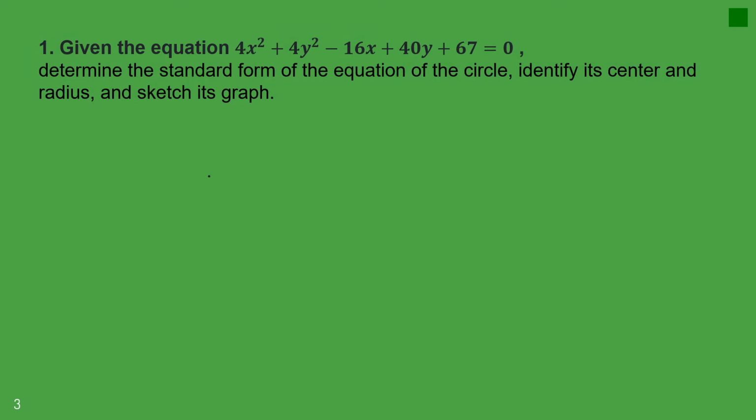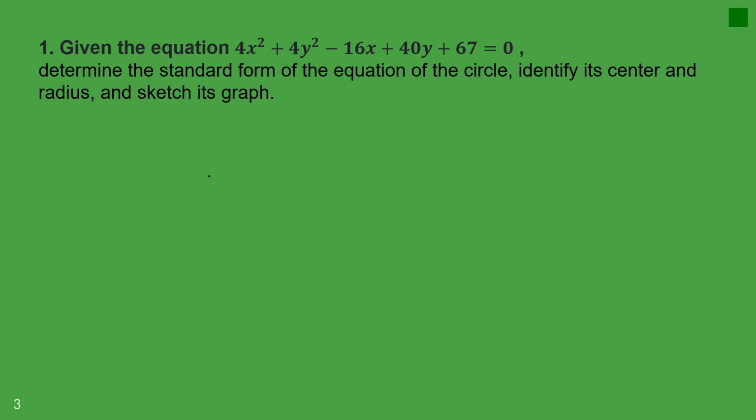Alright, let's try to answer this first problem. Given the equation 4x squared plus 4y squared minus 16x plus 40y plus 67 equal to 0, determine the standard form of the equation of the circle. Identify its center and radius and sketch its graph.